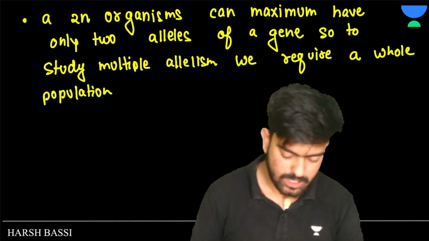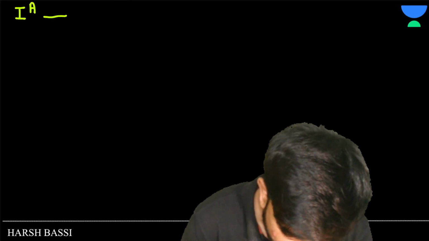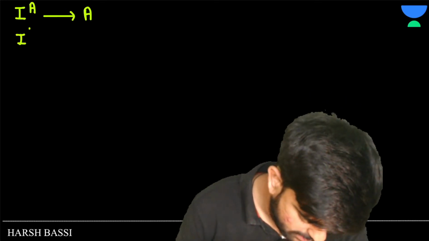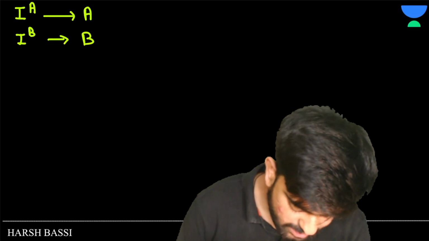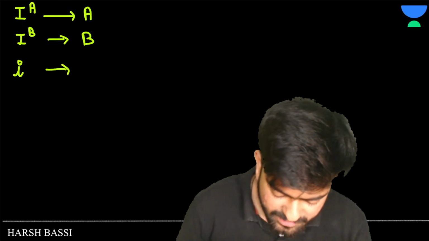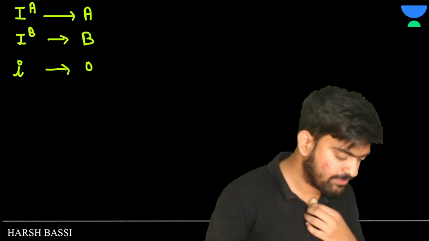Okay, that's great. So now let's move on and let's write the genotypes of all the blood groups which are present here. Okay, see. IA will produce A blood group. IB will produce B blood group. If i is there, it is representing O blood group. Now, a very simple, very easy example I am going to give you.